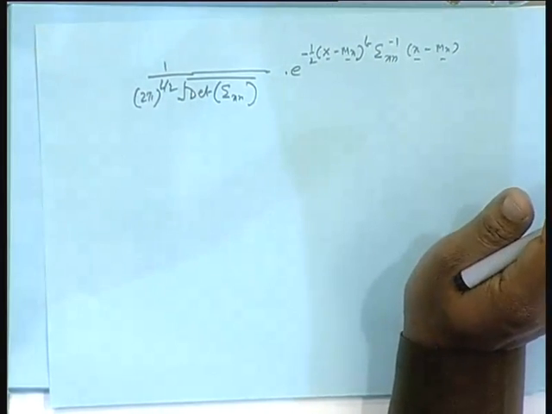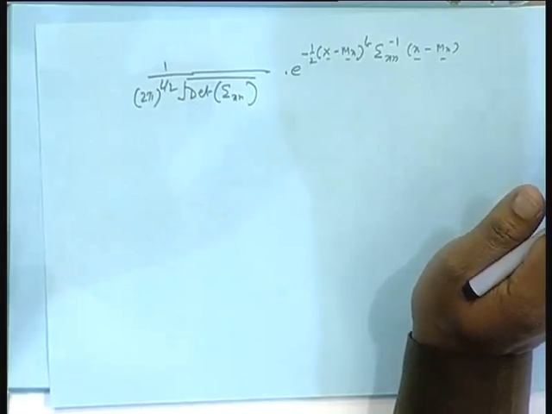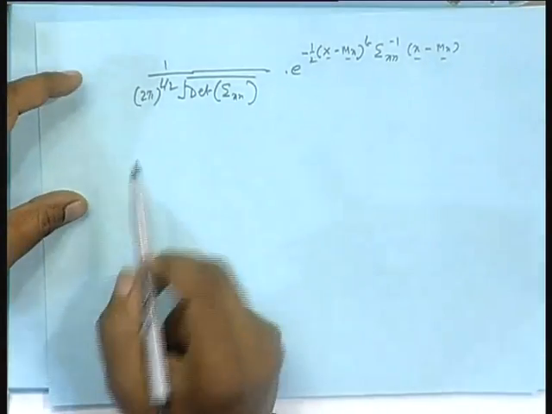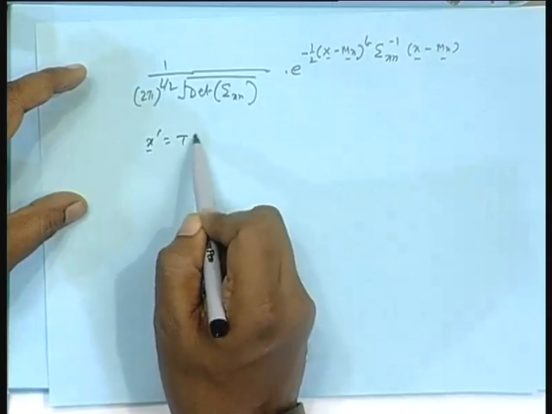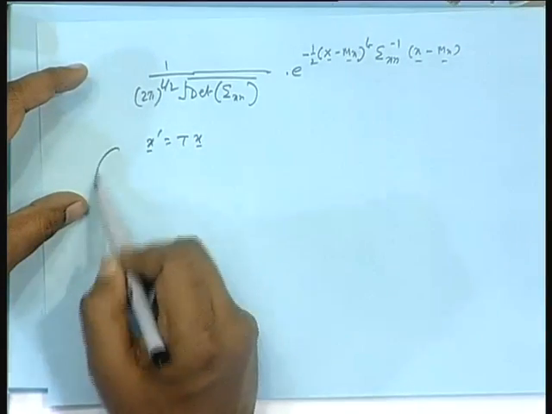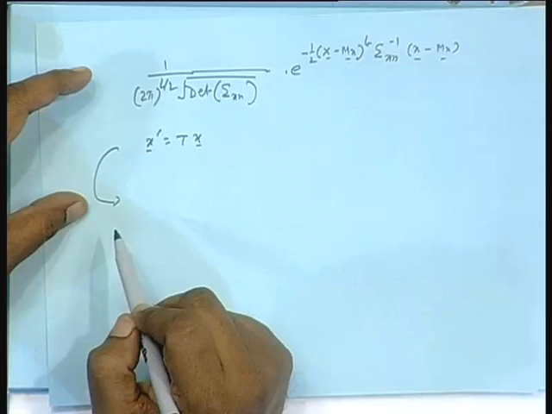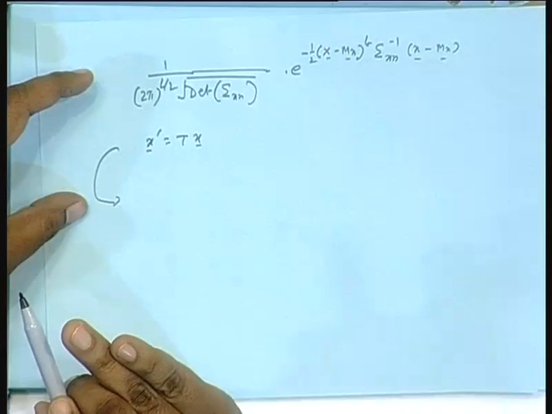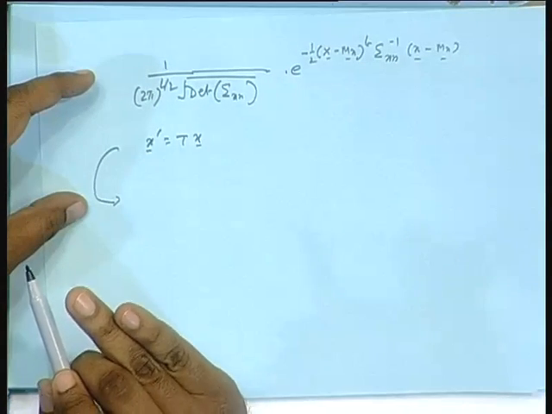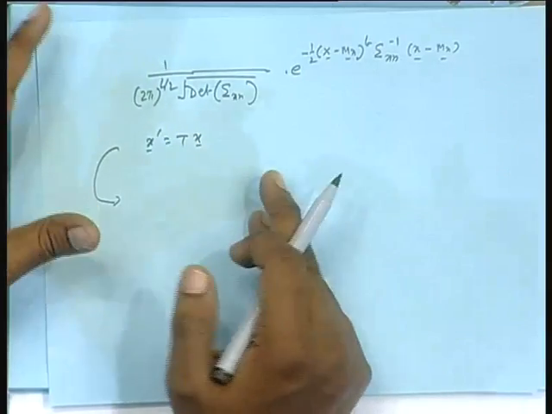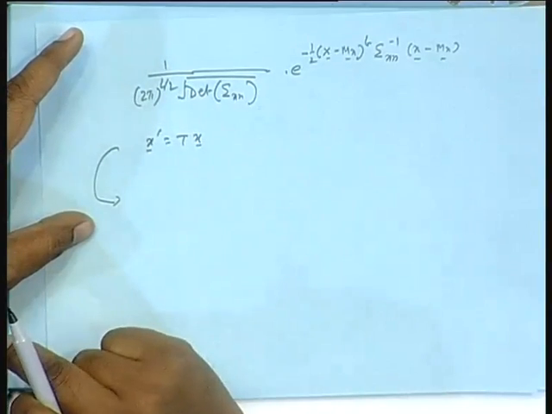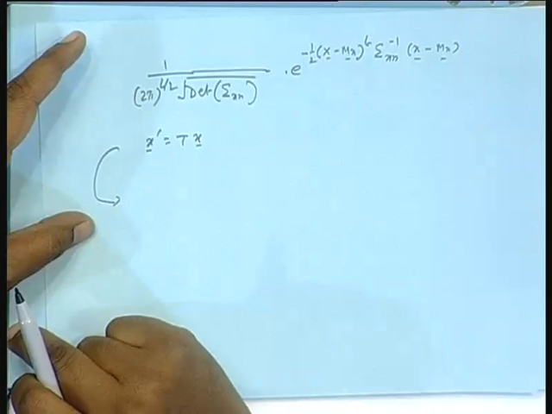This is the definition. Now, my claim is that if you have x prime as T x, then x prime will also have a similar density function. Sigma xx prime there can be obtained easily from sigma xx by the previous formula, and same here.